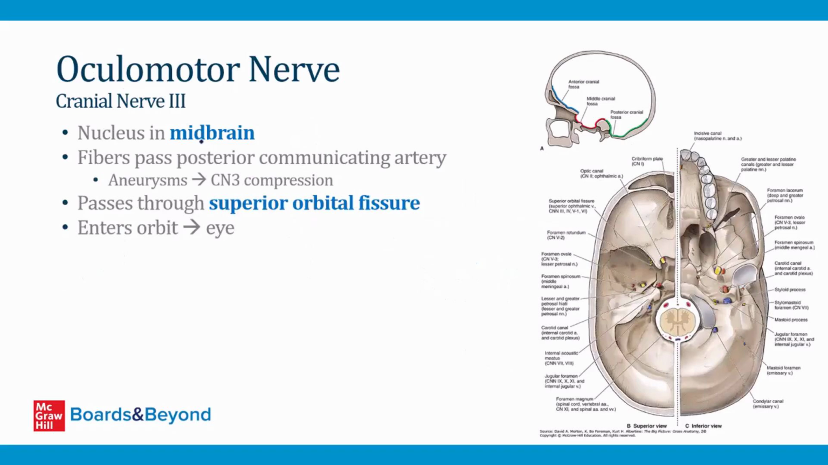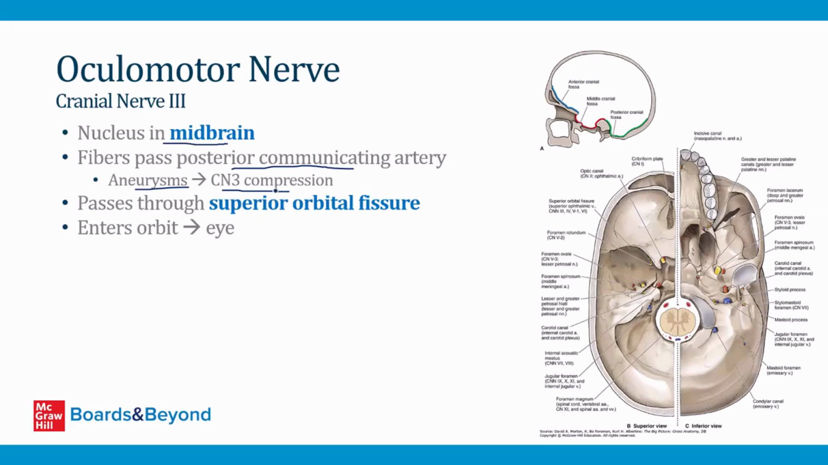The nucleus of cranial nerve 3 is found in the midbrain, and from there, the fibers that are traveling to the eye muscles pass very close to the posterior communicating artery. And because of this, aneurysms or dilations of the posterior communicating artery commonly lead to cranial nerve 3 compression and an oculomotor nerve palsy, and I talk about this in other videos.